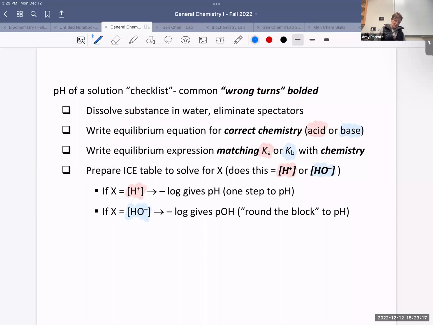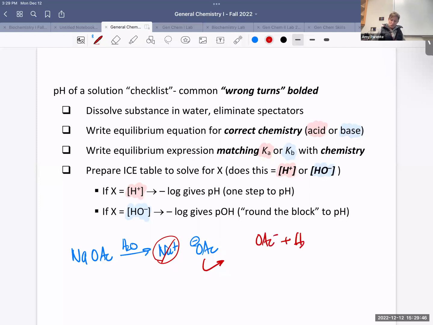So let's take a salt, for example. Let's say we have sodium acetate. I'm going to abbreviate acetate as OAc. When we dissolve this in water, we know we're going to get sodium cations and acetate anions. Sodium is a spectator. So for the acetate, we have to say, what is the acid-base chemistry that can happen? The acetate can find water and generate acetic acid and leave behind hydroxide.